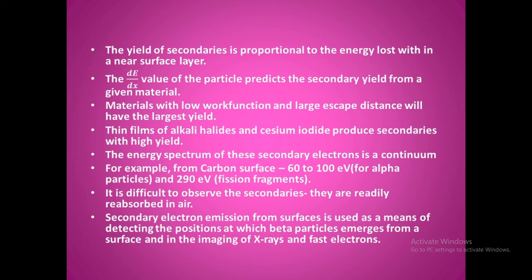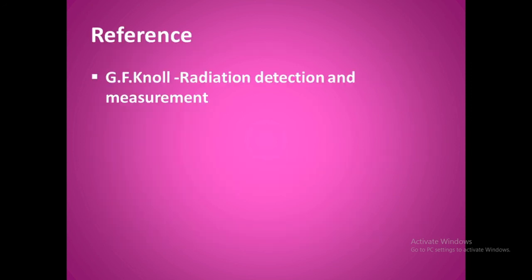Because of this property, secondary electron emission from surfaces is used as a means of detecting the positions at which beta particles emerge from a surface. It is also used in imaging of X-rays and fast electrons. That's all.